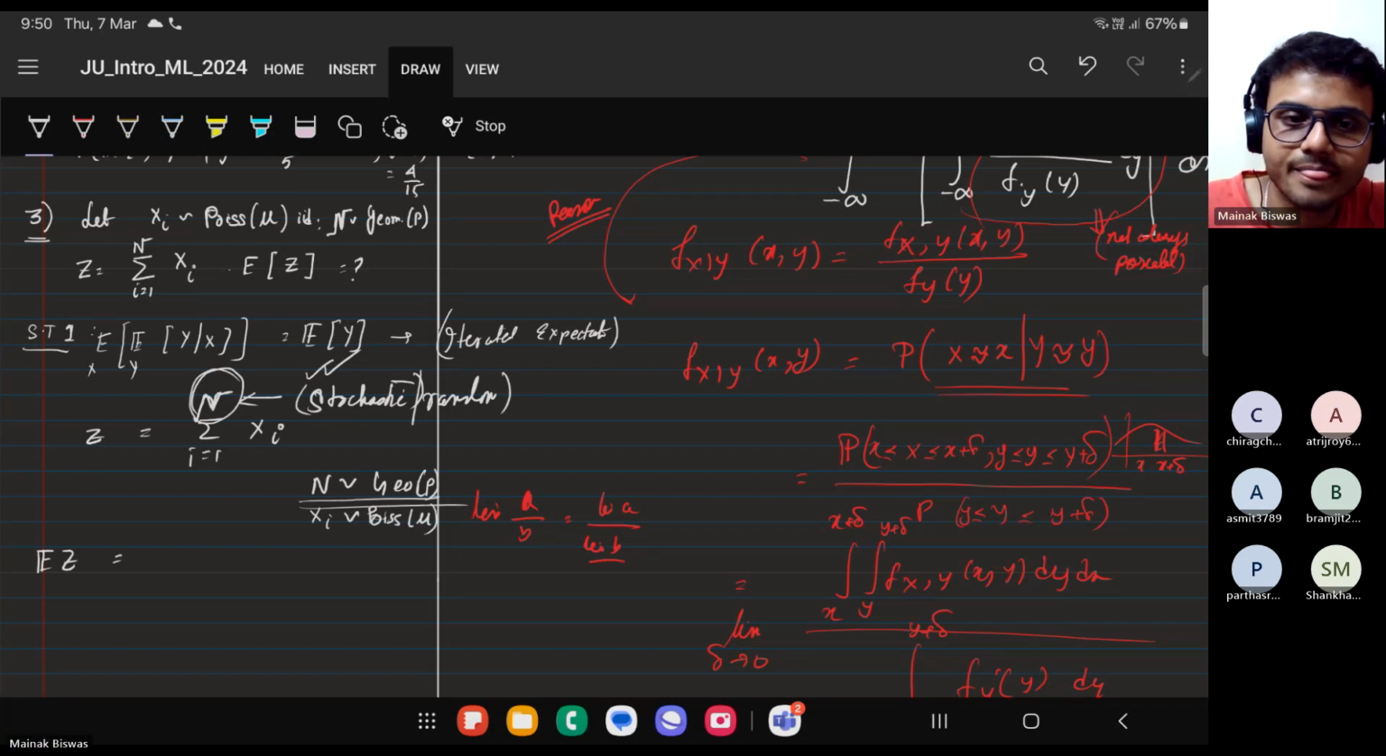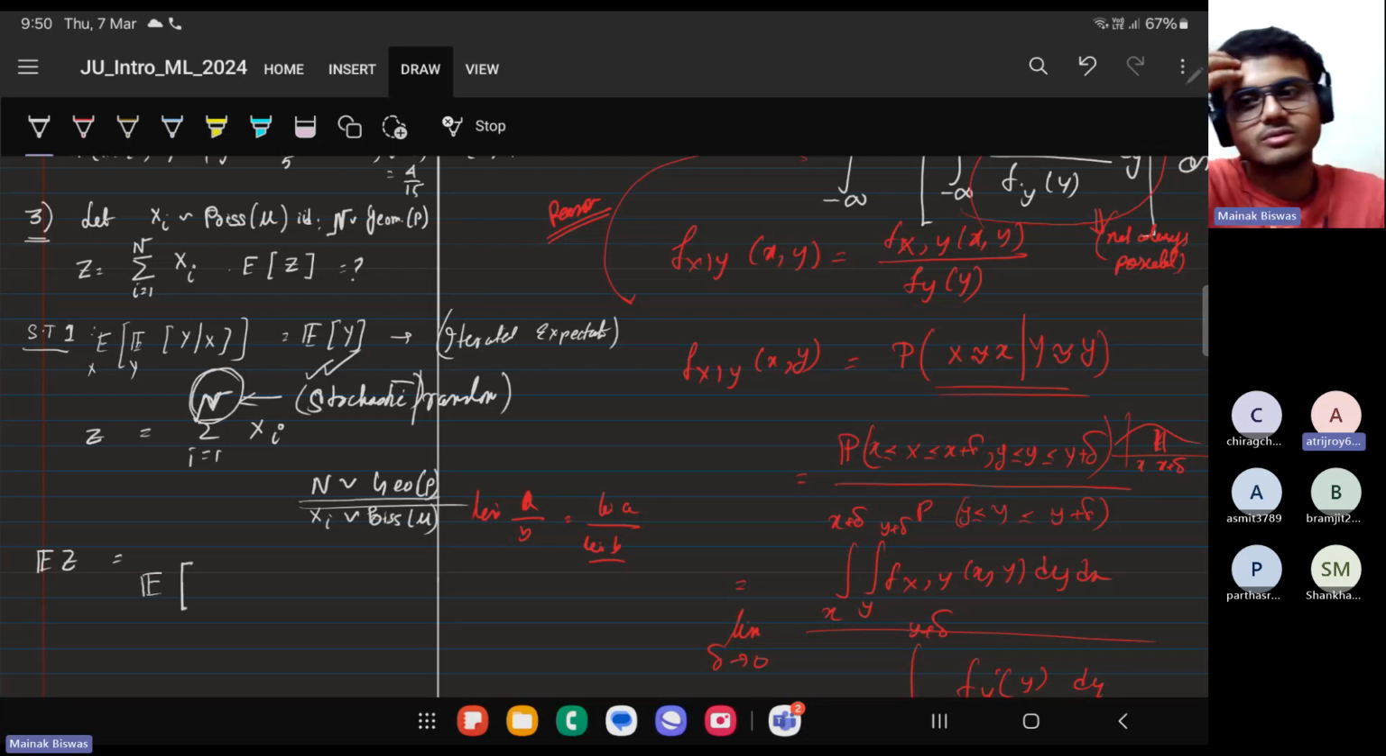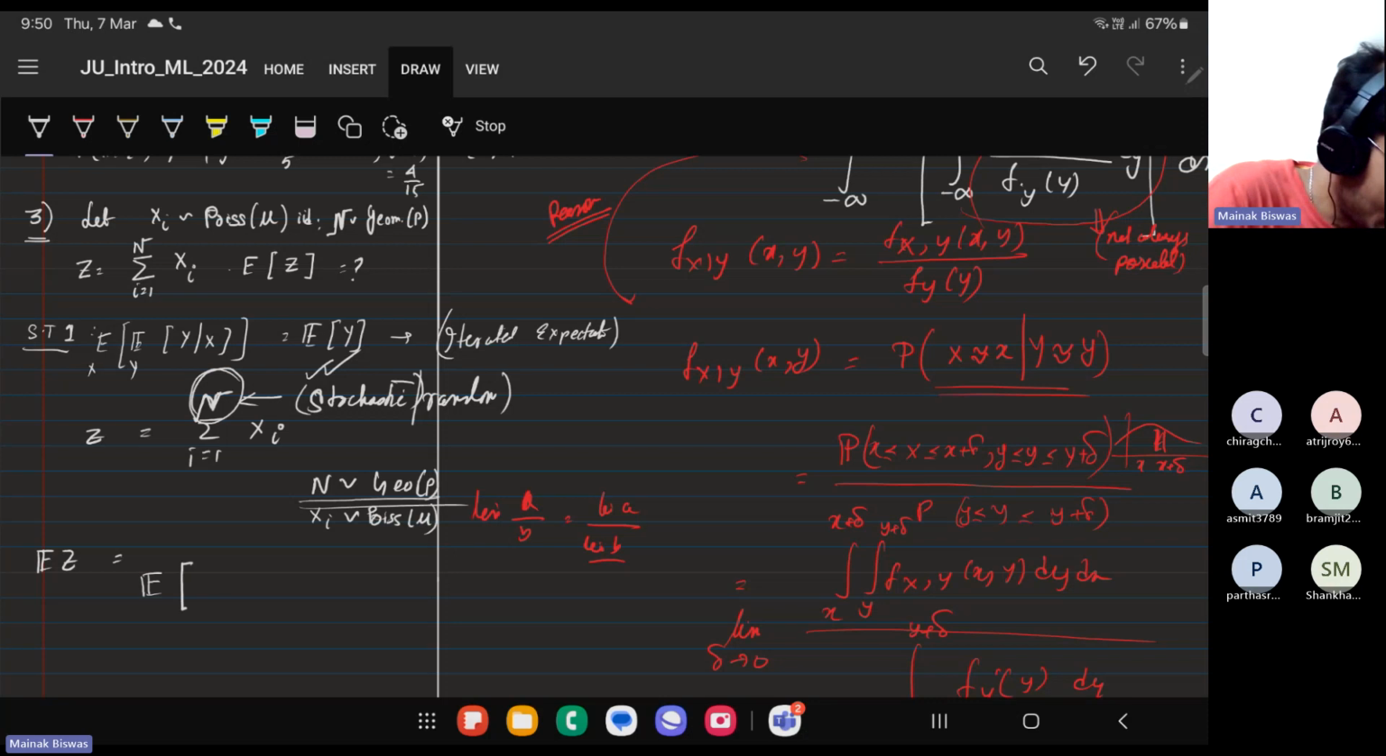Isn't it? We can first start with a fixed n and then vary. Very good. So I will take our iterated expectation, right? Expected value of Z given N equal to n. Agreed?